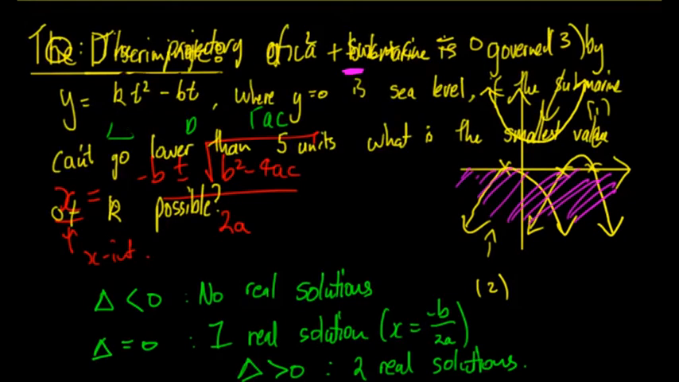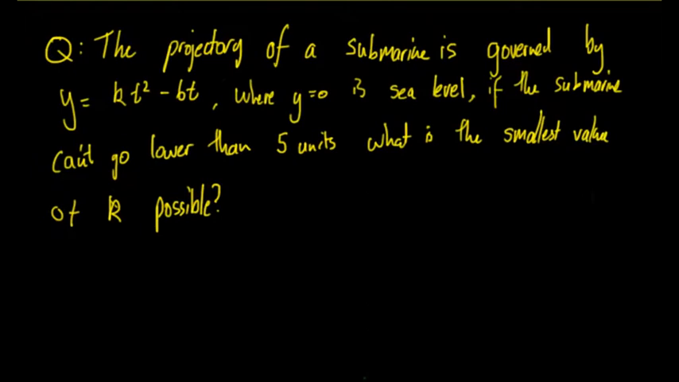So looking at an example where we have to use the discriminant in a worded question, as I was mentioning before. We have the trajectory of a submarine governed by y is equal to kt squared minus 6t, where y is equal to 0 at sea level and t is equal to the time. So if the submarine can't go lower than 5 units into the water, what is the value of k possible? It's not the best sort of question as it's missing a few things, but it's saying that t is time, and it's governed by this equation.